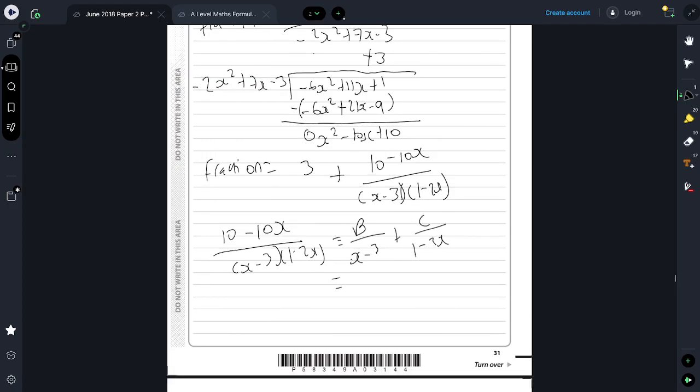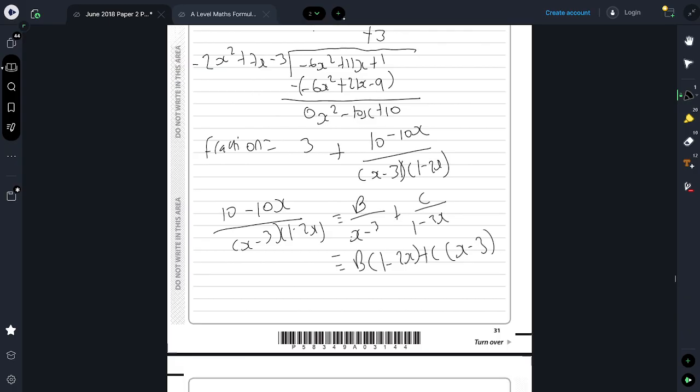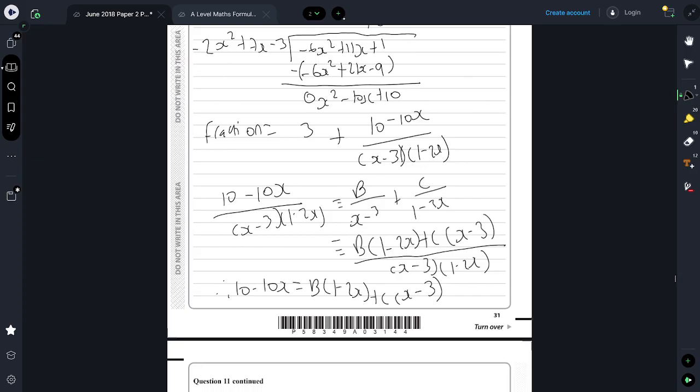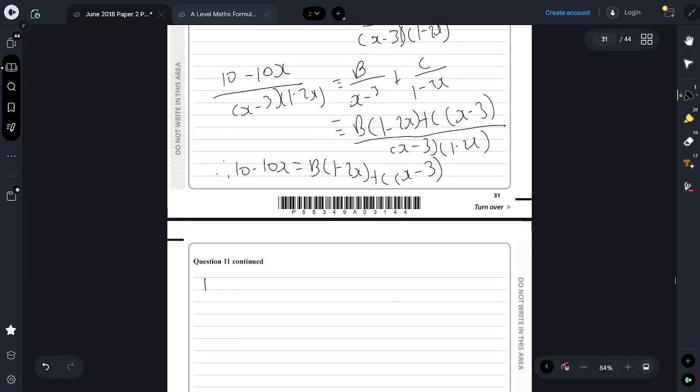And again, you can compare them, bring them together, sorry. So b of 1 minus 2x plus c of x minus 3 all over x minus 3, 1 minus 2x. And likewise, now the numerator has to be the same as the numerator on both sides. So 10 minus 10x has to be equal to b of 1 minus 2x plus c of x minus 3. Okay, and now you do the sort of method again. So again, let's let each bracket equal 0.